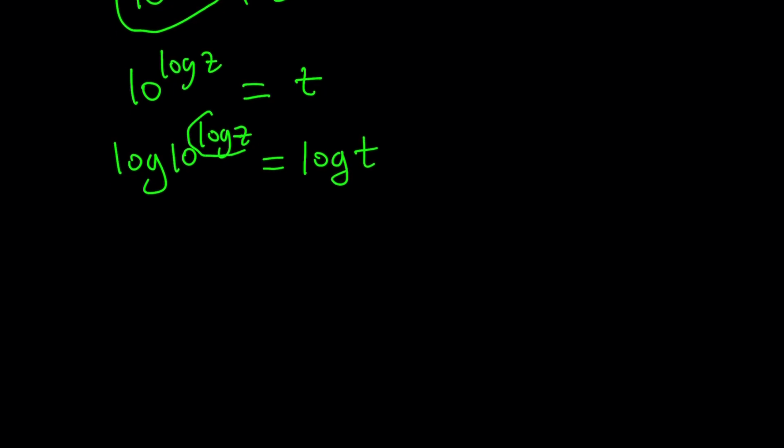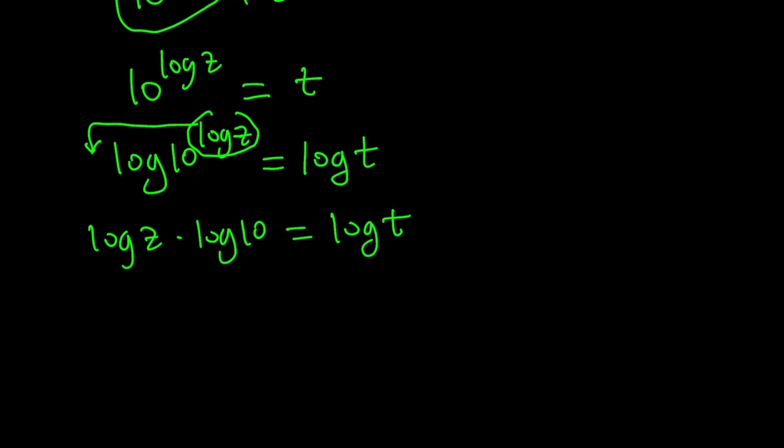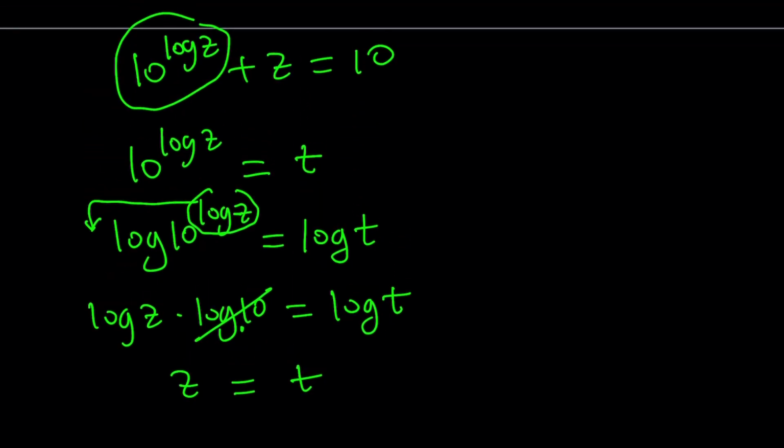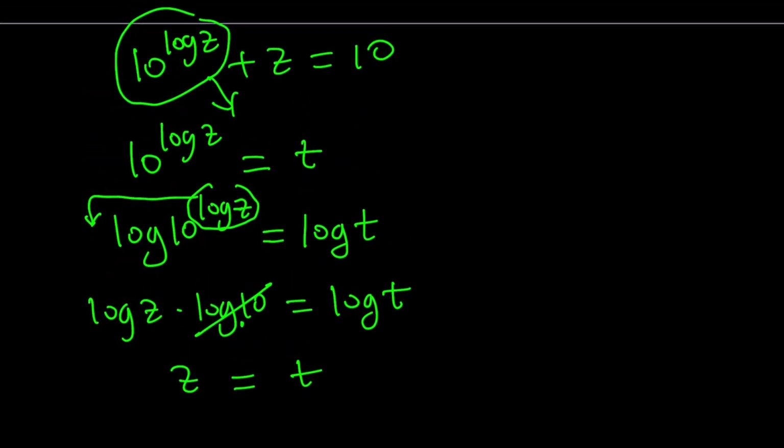And now I know this property: you can move the exponent to the front. That just becomes log z times log 10 equals log t. Awesome. And log 10 is base 10, so it's just going to be 1 by definition. And I end up with log z equals log t, meaning that z is the same as t. But I called this t, so it is z. In other words, I get the following equation: z plus z equals 10, so z equals 5, because 2z is 10.